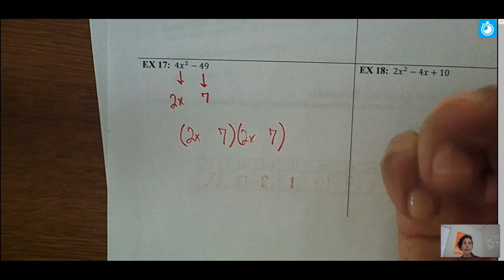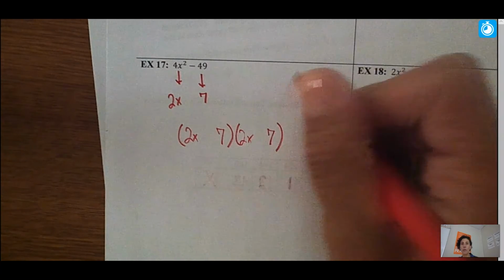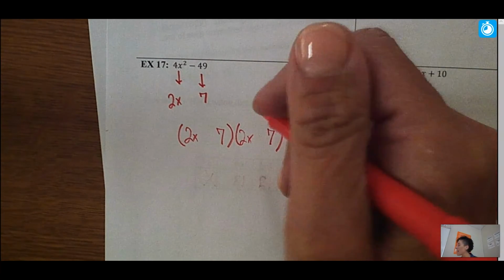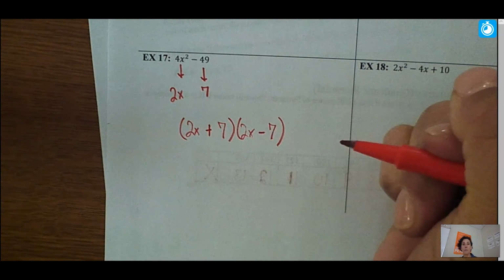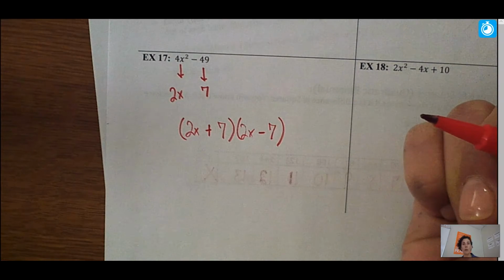So right now they're looking like twins, pretty much the same. But we're not going to have these be identical twins. We're going to have them be fraternal twins, which makes them just a little bit different. And the way they're going to be different is we're going to have a plus and a minus. And now we're done. We have found the factors, or factored form, of 4x squared minus 49.